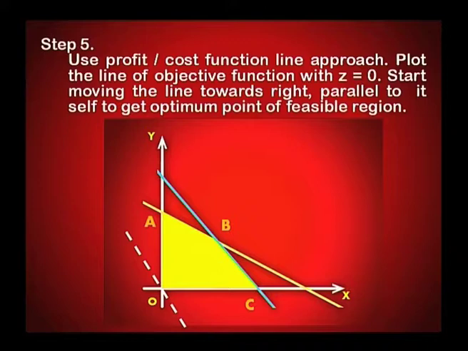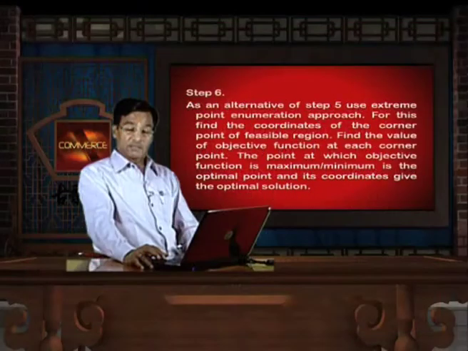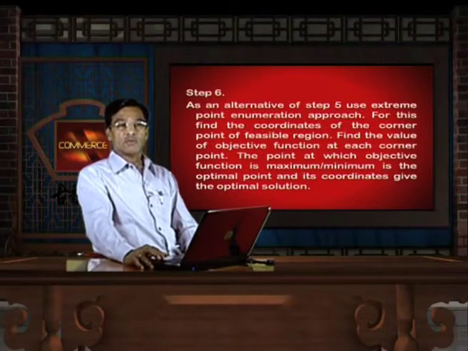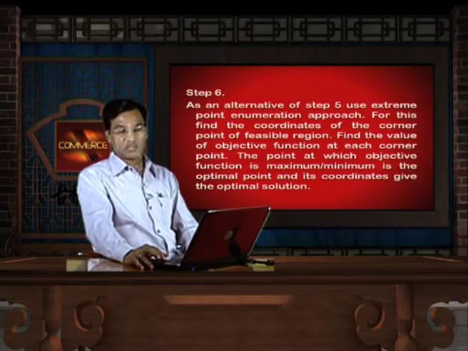Step 6, as an alternative to step 5, use the extreme point enumeration approach. For this, we find the coordinates of the corner points of the feasible region. Find the value of the objective function at each corner point. The point at which the objective function is maximum or minimum is the optimal point, and its coordinates give the optimum solution. This is the alternative method of finding the optimum value of z, because the optimum solution lies on a corner of the feasible region. We find the value of the objective function at all the corners.